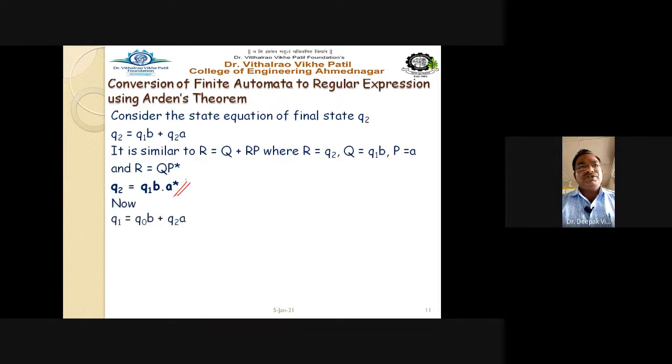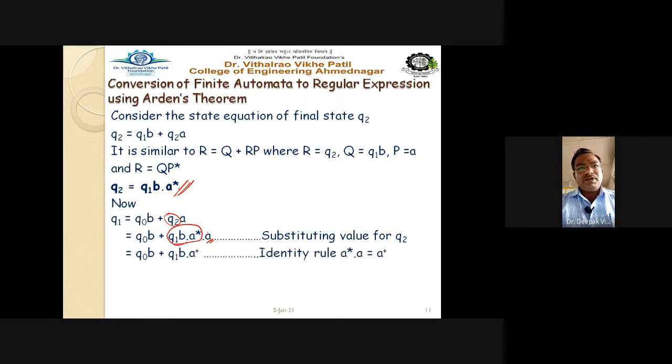Now take the equation Q1, that Q1 is equal to Q0B plus Q2A. Now Q0B plus Q2, put the value of Q2. What is the value of Q2? Just now we have found it out. That is nothing but your Q1B A star. This is the total value of Q2 dot A, substituting the value for Q2. So see here Q0B plus.